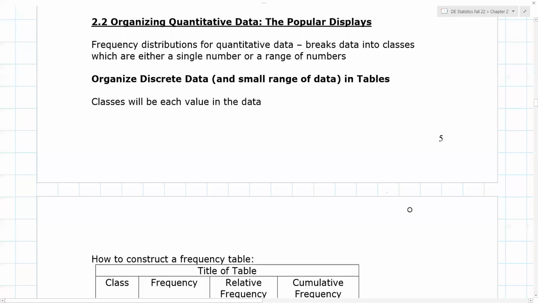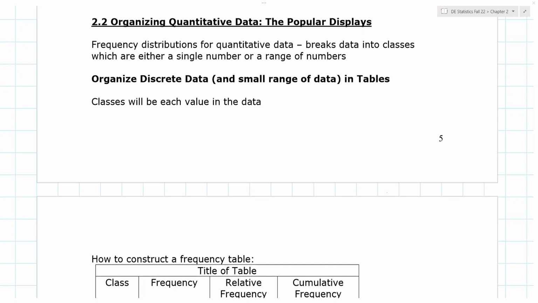All right, so 2.2, we're going to be talking about similar things to 2.1, but this time we're dealing with quantitative data. The bulk of this chapter is going to be dealing with the frequency distribution of quantitative data and how we turn those into histograms. Then towards the end of it, we'll get into some other types of displays and the shapes of graphs and what those tell us. So first, start out with our frequency distribution.